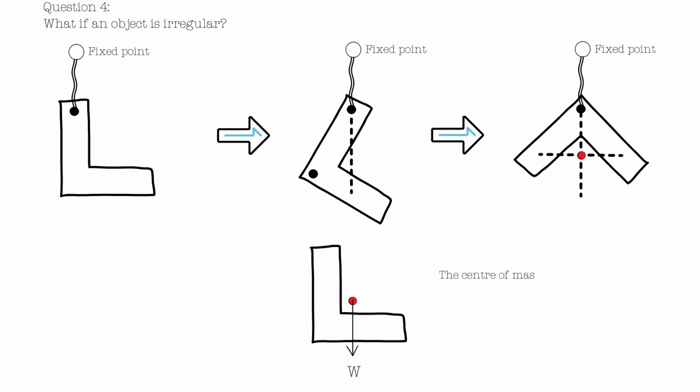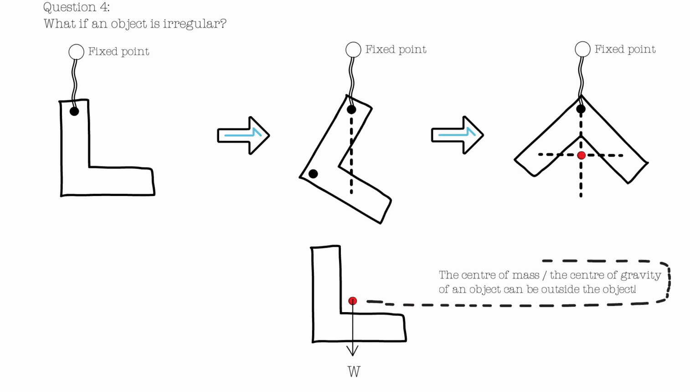Note that the center of mass or the center of gravity of an object can be outside of the object. This is true because sometimes one part of the object is heavier than the other, causing the object to shift when hung by a string, just as we explained in question 3.